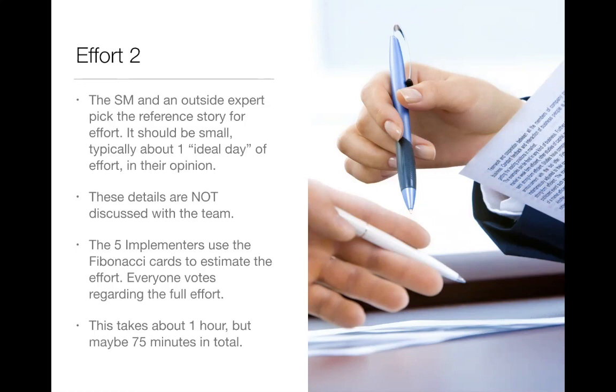Then we give the implementers the Fibonacci cards, the planning poker cards, and then they do the planning poker. They do the estimation, comparing everything else to the reference story. And everyone is voting for the full effort, not just their own personal effort as a coder or a tester or whatever role they have, but for the full effort for the team in comparison to the reference story. So a 2 would be twice as much effort, although they don't know what the 1 really is in terms of effort, although they can tell it's small. A 2, if they vote 2, or if it averages to 2, the 2 would mean twice as much effort as the 1. Again, this takes about an hour, maybe 75 minutes in total.